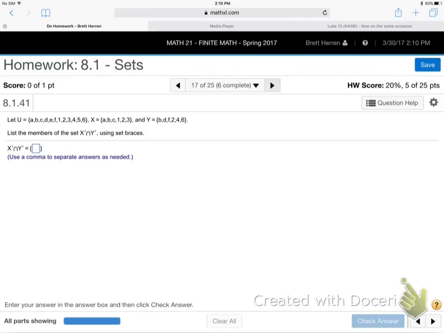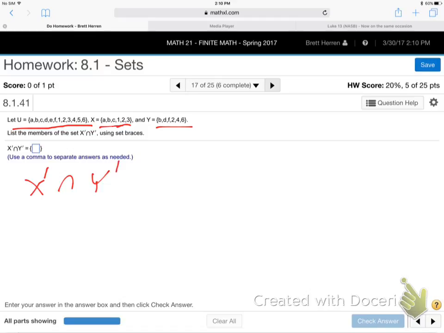Okay, so let's do this. This will be a good one. All right, so here's the universe. There's everything possible in this problem. That's A, B, C, D, E, F, and 1 through 6. So letters A through F and numbers 1 through 6. That's all that's possible in this problem. X is the first 3 letters and numbers. Y is those other things. All right. Use the method of members of the set to find X complement intersect Y complement.